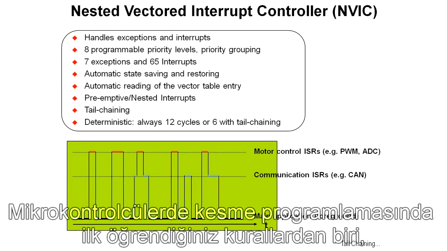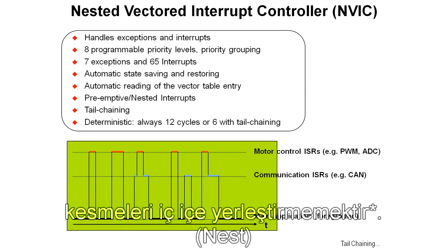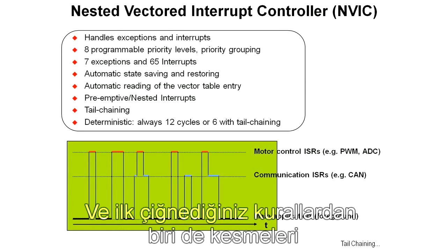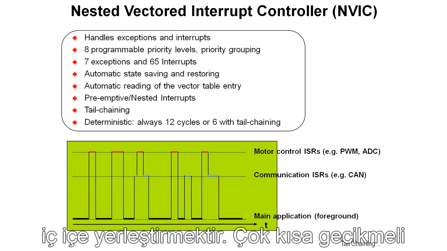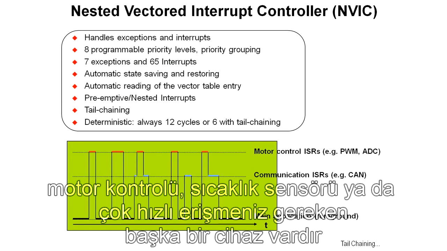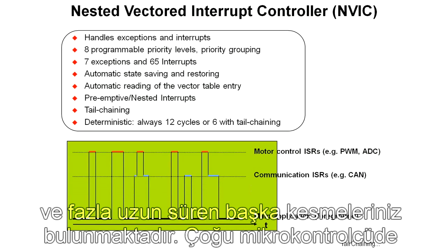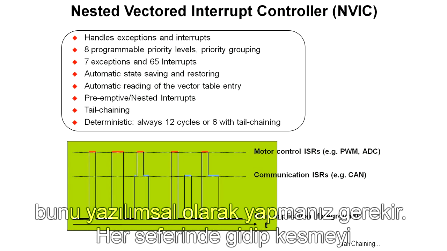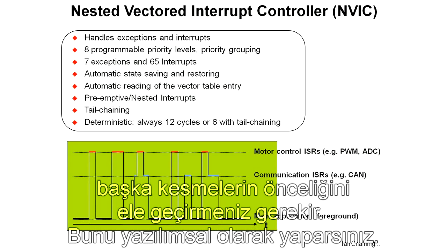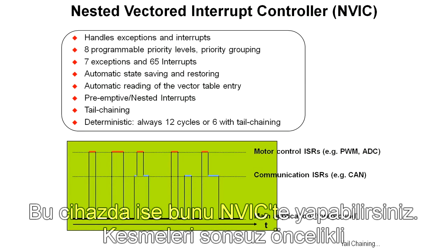One of the first rules that you learn when you're programming interrupts on a microcontroller is to not nest interrupts. And one of the first rules that you break is you nest the interrupts. You need to get to a very low latency motor control or a temperature sensor or some device. You need to get to it very quickly, and you have other interrupts that are too long. You have to do them on most microcontrollers in software. You have to go back in, re-enable the interrupts you want to preempt some other interrupt. You do that in software. Here, you can do that in the NVIC.